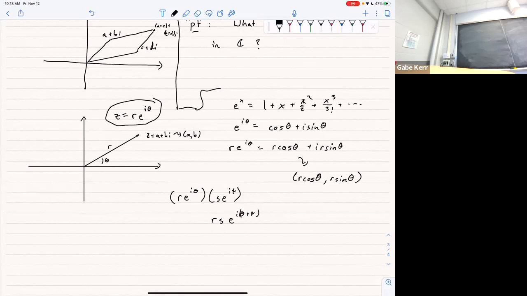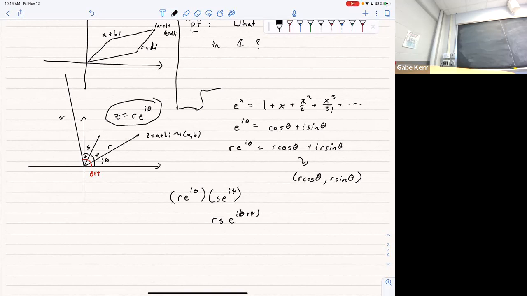Which is what Gail and John were getting at. If I have some other guy out here, s with angle psi, multiplied by z, I'm going to add my angles. I'll rotate this by an extra theta. And I will scale the length by r. That's length. That's angle. That's what multiplication does.